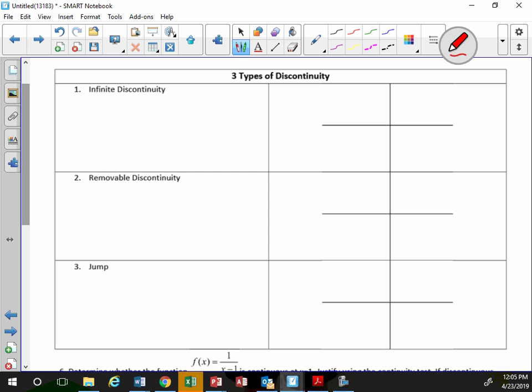All right, types of discontinuity. I think you've learned these in Algebra 2, but we'll go over them just in case. All right, infinite discontinuity. Do you know what that is? It's when you have the asymptote. Okay, and that happens where the denominator equals 0.